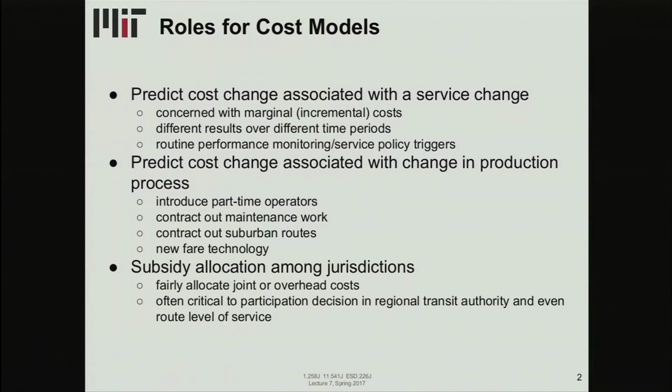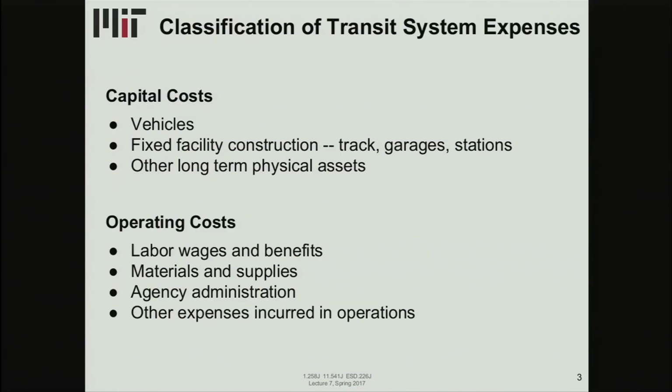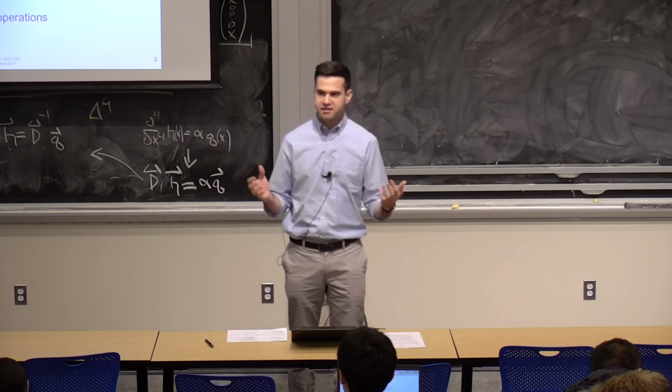All right, so you might remember when we talked about modal capacities and costs that, especially in the US, in North America, costs are divided into capital expenditures and operations expenditures. So capital costs have to do with the purchase of vehicles or the mid-life rehauls of vehicles, heavy maintenance. The fixed facility construction, so construction or major repairs of tracks, garages, stations, bus stops, things like that. And then other long-term physical assets, so administration buildings and things like that.